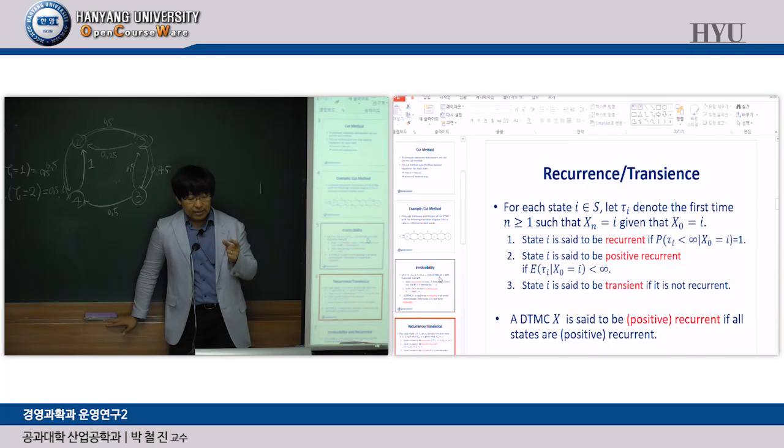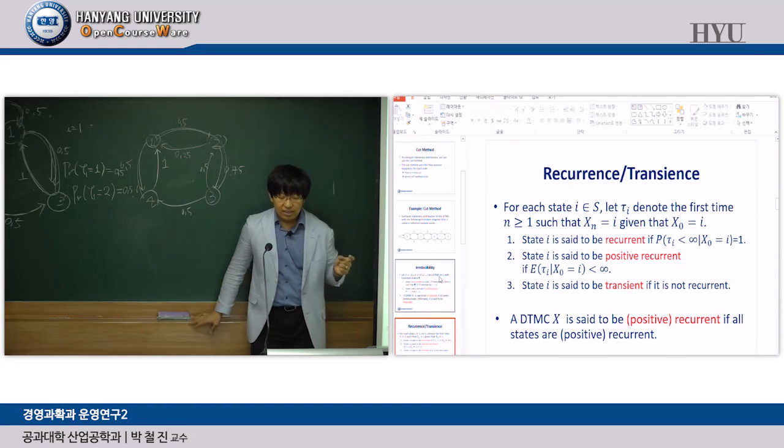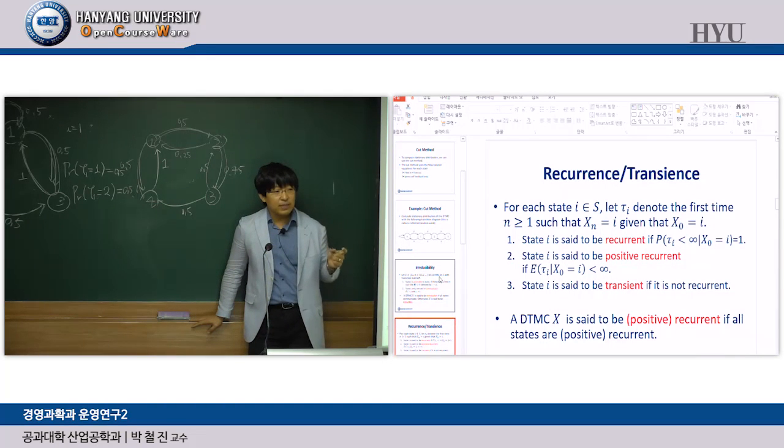And positive recurrence is a stronger condition than recurrence. If the expectation of tau I is finite, less than infinity, then we call this state a positive recurrent state. And if state I is not recurrent, then we call this a transient state.